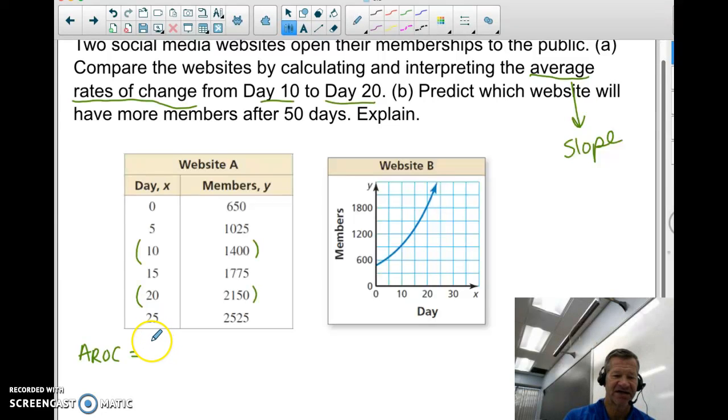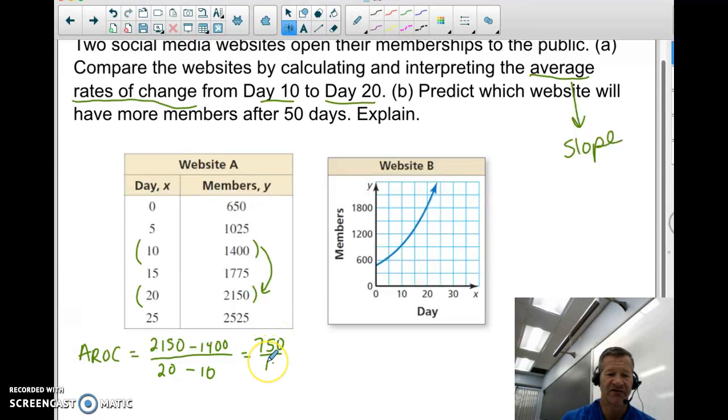subtract the y values on top, 2,150 minus 1,400. That'll tell us how much the y value has increased. The y value increased all the while the days went from 10 to 20. So we do 20 minus 10. We subtract the x values on bottom. So if I do this mathematics here, I get 750 if I subtract on top over 10. 750 divided by 10 is 75.